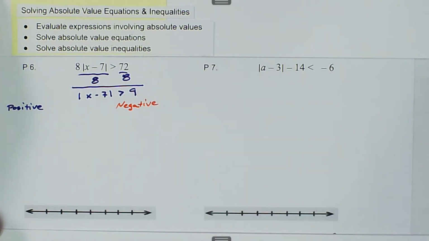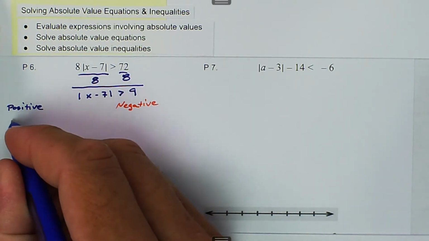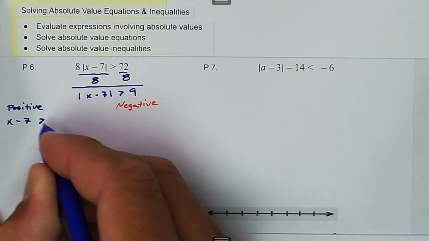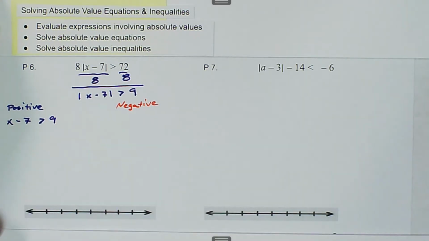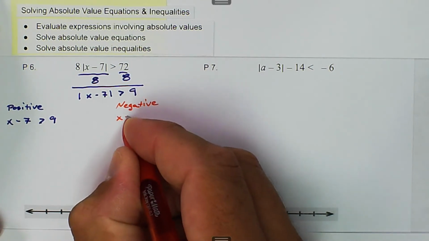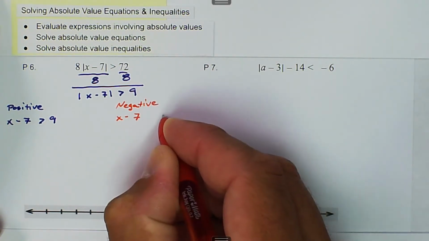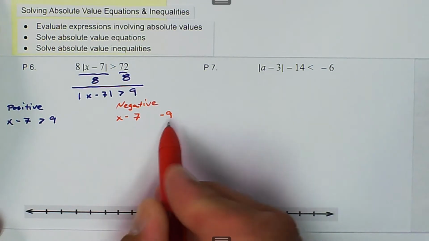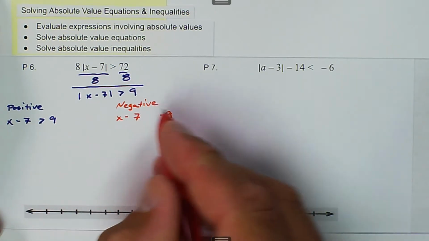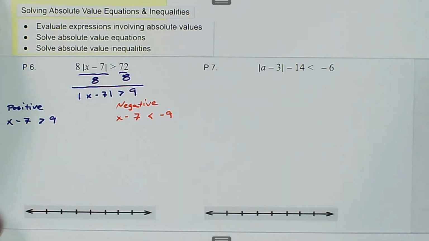So for the positive version, we just write down the inequality. You say x minus 7 is greater than 9. And for the negative, we say x minus 7. We change the sign, change it to a negative 9, positive to a negative, so that's multiplying by negative 1. So we have to change the direction of the inequality.